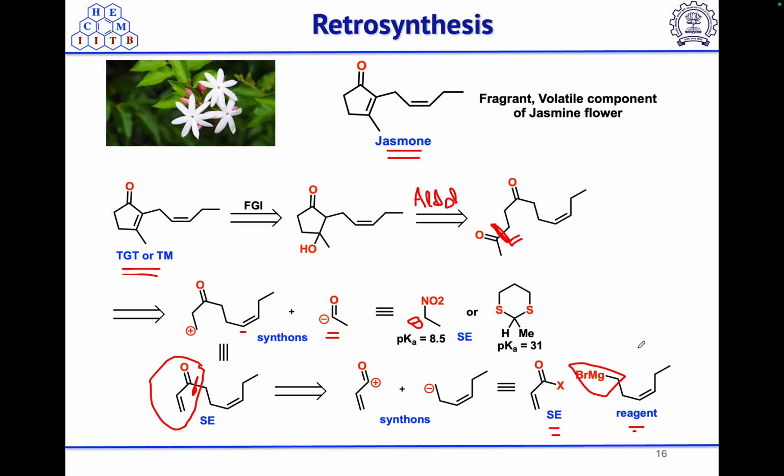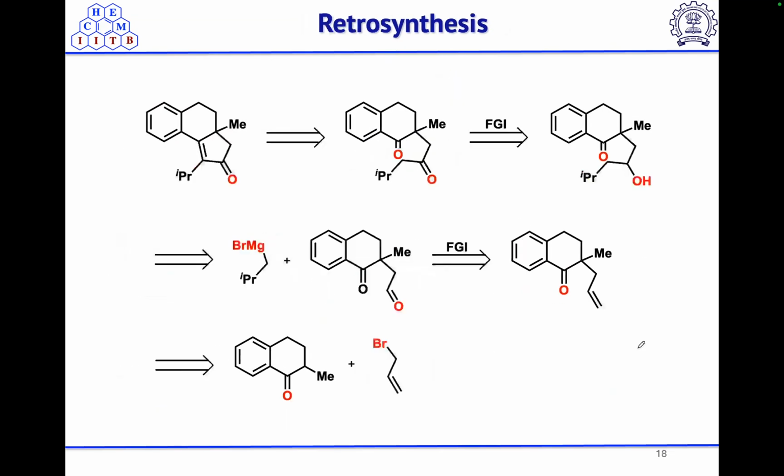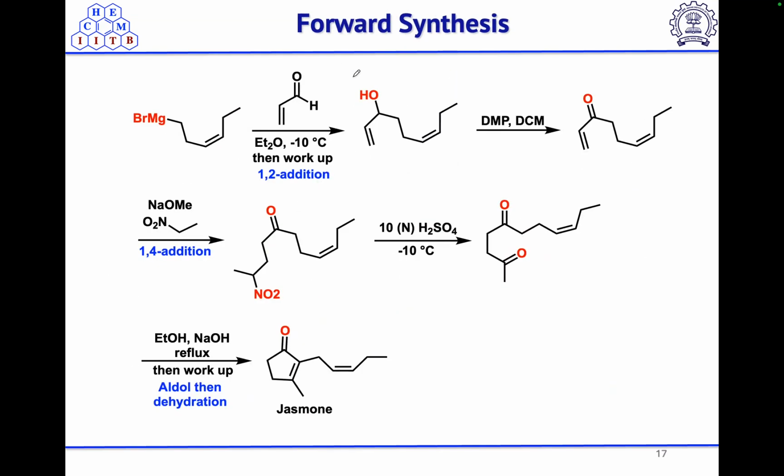Now, coming to the next slide, that is the forward synthesis. In the forward synthesis, first we have this Grignard reagent, which we have to prepare. Already we have discussed how to prepare it. We take the corresponding alkyl bromide and insert magnesium between the C-Br bond, and we get this Grignard reagent.